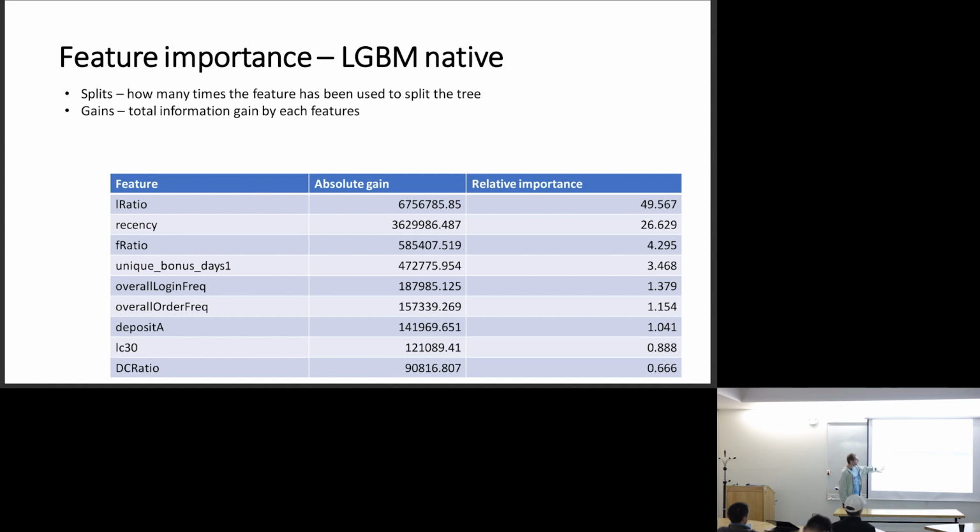And you can see some leaked information about our features, what kind of features we have used. L ratio is login ratio, recency is how many days ago the player has played, unique bonus days, and stuff like this. And then instead of just looking into the absolute gains, we are looking at the relative importances, so we can see the share of each feature for the model.